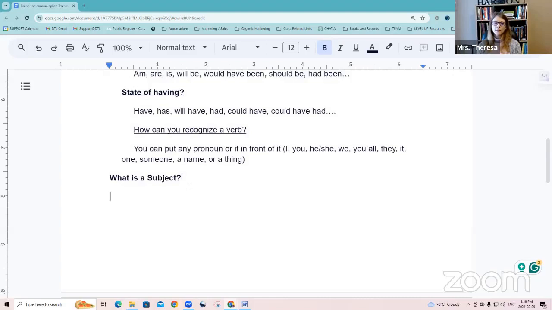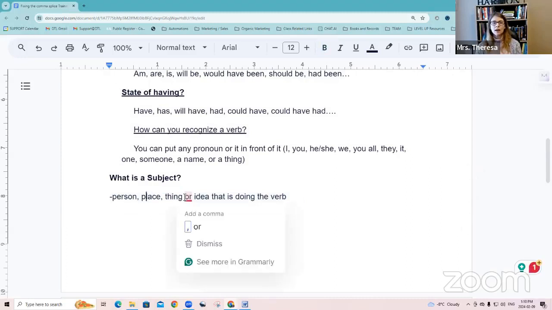What the subject is? A person, place, or thing. It is a noun. It's a person, place, or thing, but it is the person, place, or thing that is doing the verb. And I even added idea. All right, that seems strange. But person, place, or thing is how we define a noun. But we need to expand our idea of what a noun is to include ideas.